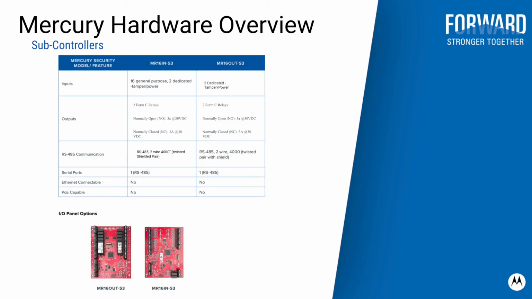And then we have a couple input and output boards here. Both communicate through RS485, and as you see there, the inputs have 16 inputs and the outputs have 16 outputs. And that's a quick overview of the hardware supported in Access Control Manager.